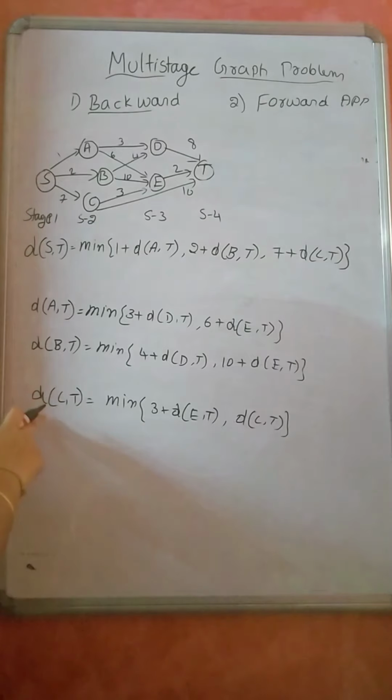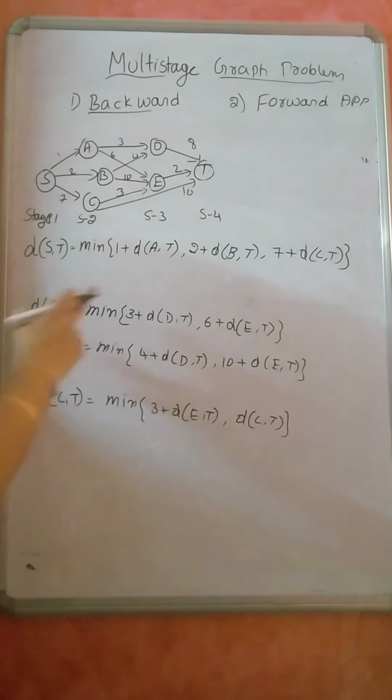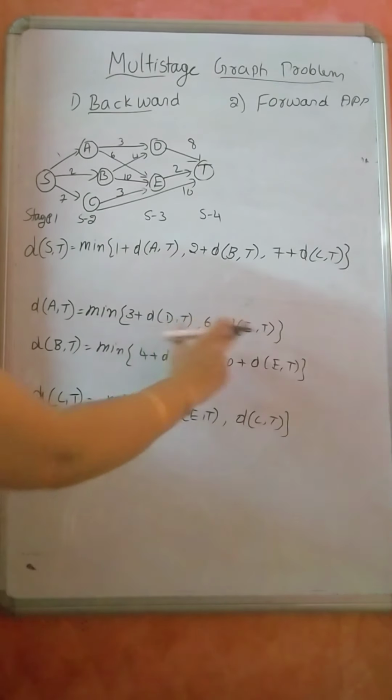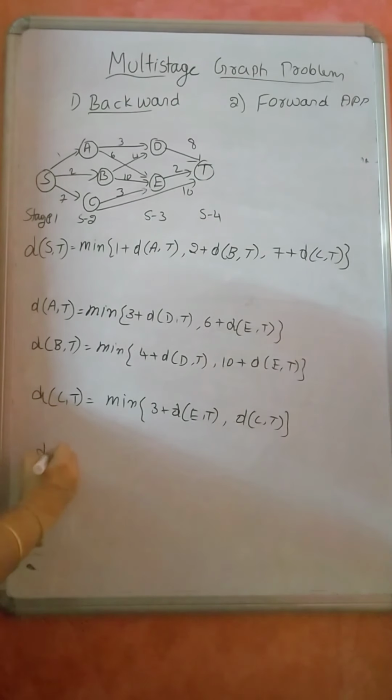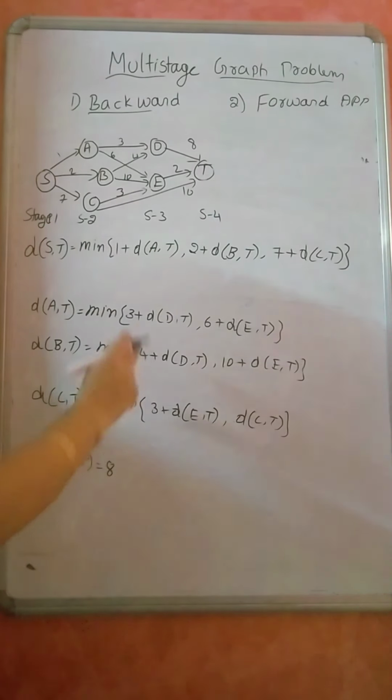So now what I got, distance, this I wrote. Now in this, which one I want to compute? This and this I want to compute. So write that one. So distance from D to T. It is a direct distance. So it is 8, D to T.